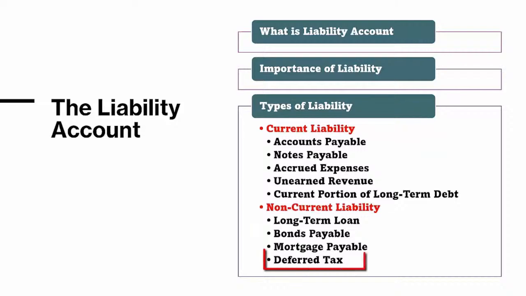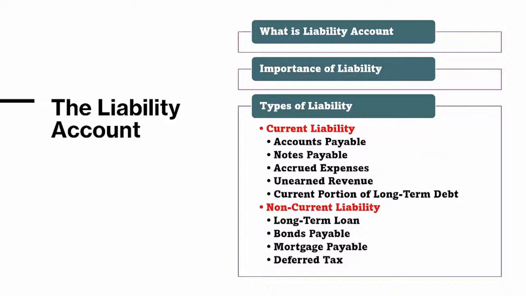Deferred tax liability. Sometimes the business delays paying certain taxes due to timing differences between tax and accounting standards. The tax that is due in the future is recorded here. Summary of liability accounts. So here's a quick list of all the main accounts under liabilities. Current liabilities. Accounts payable. Short-term loans or notes payable. Accrued expenses. Unearned revenue. Deferred revenue.